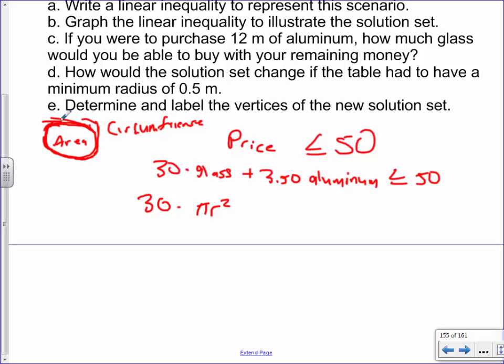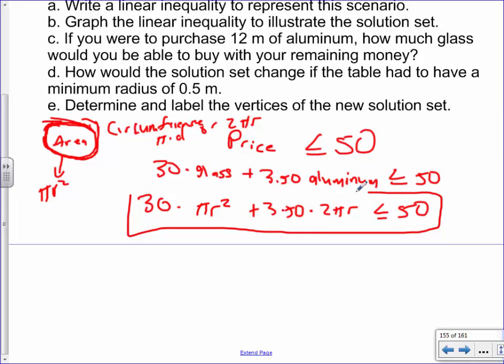Well, if the aluminum is going around the outside, does anybody know the formula for circumference of a circle? Good, pi times diameter. Sometimes it gets written like this, though. I'll just write this over here. Area is pi r squared, and circumference is pi times diameter, or it's 2 times pi r, because the diameter is twice the radius. I'd like to keep the same variable everywhere, so I'm going to make it 350 times 2 pi r. We're going to make that less than 50. And this is an equation that I can plot.